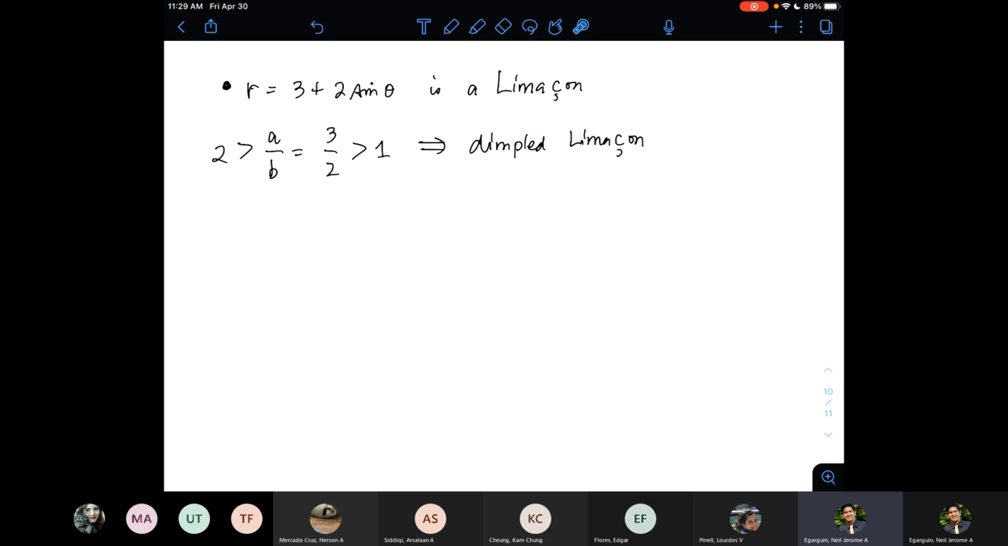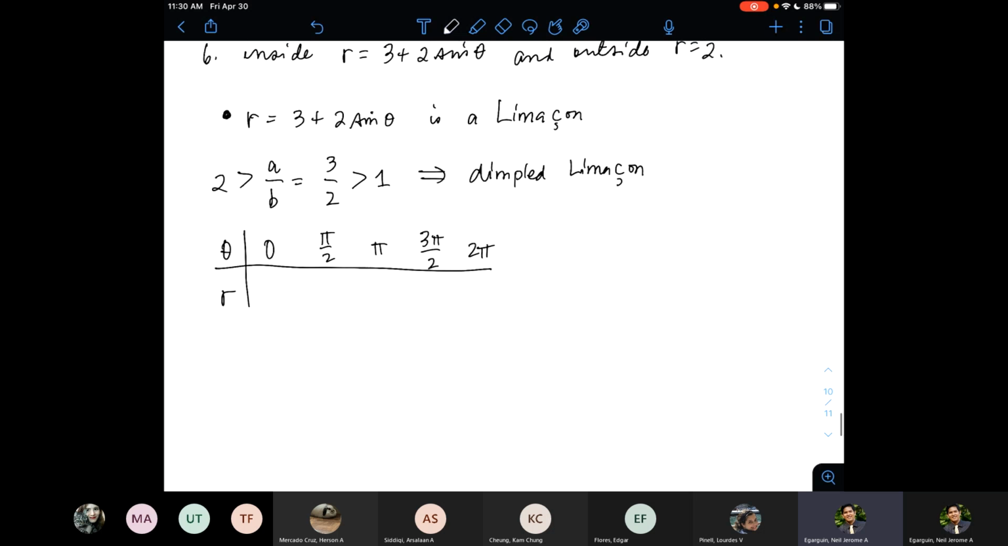Okay. So for limaçons, what we do is make a table of values. We make a table of values for the 4 quadrantal angles, and then based on the expected type of limaçon, we can draw the graph properly. So here I'll make a theta-r table. For the thetas, I will just pick the quadrantal angles: 0, pi over 2, pi, 3 pi over 2, and then I'll do 2 pi as well, just to complete the picture. And then plug these theta values into our limaçon, all right?